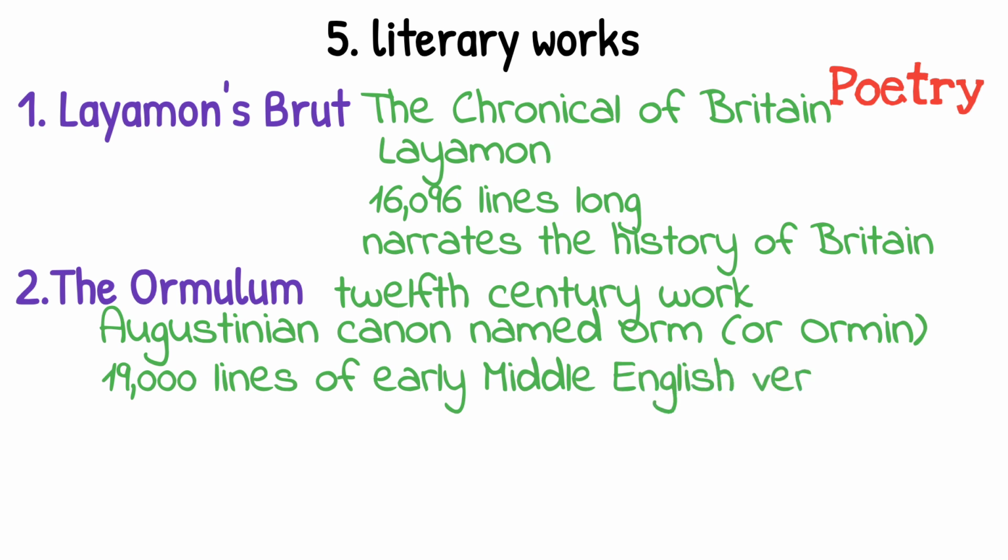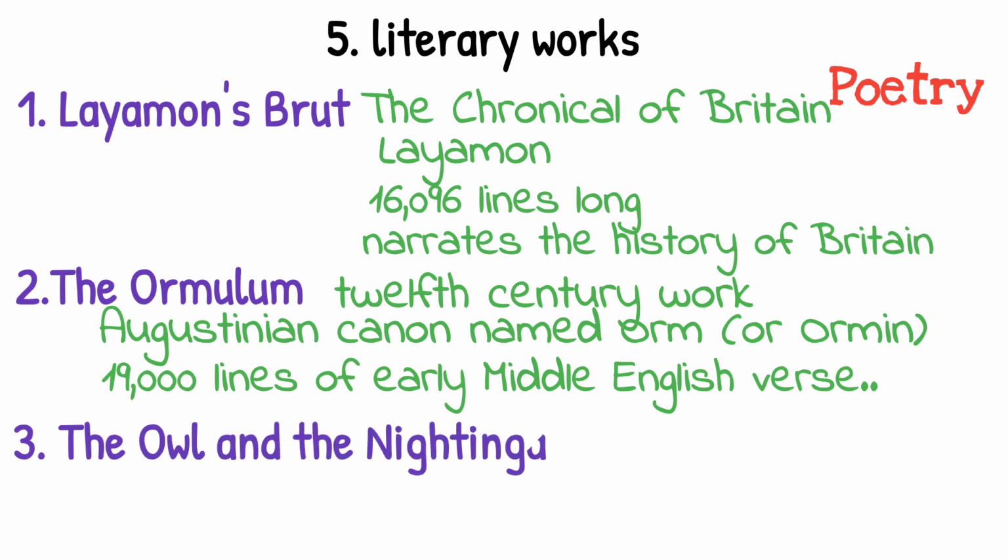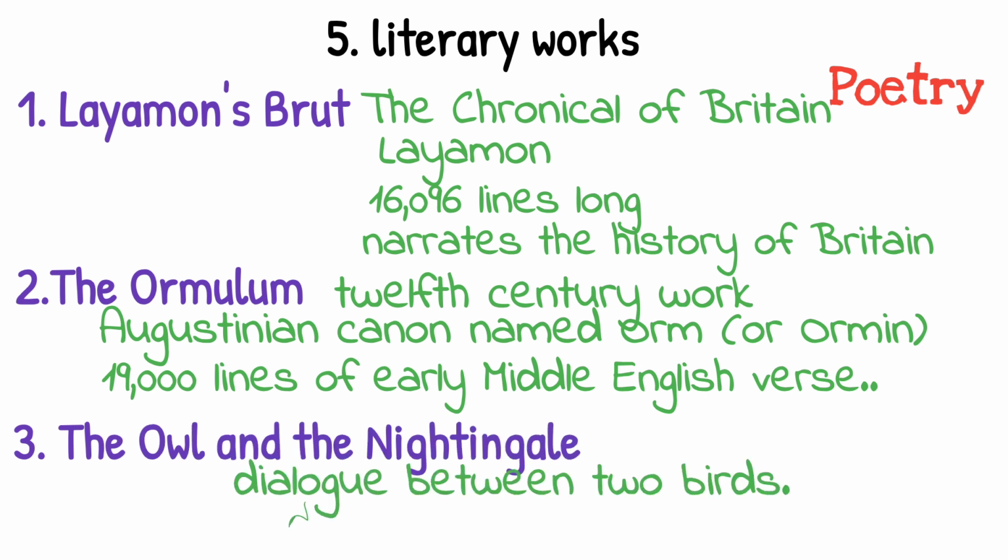written by an Augustinian canon named Orm, consisting of just under 19,000 lines of early Middle English verse. The fine imaginative piece of the period is The Owl and the Nightingale, which is in the form of a dialogue between two birds. It is a 12th or 13th century Middle English poem detailing a debate between an owl and a nightingale as overheard by the poem's narrator. It is the earliest example in Middle English of a literary form known as debate poetry.